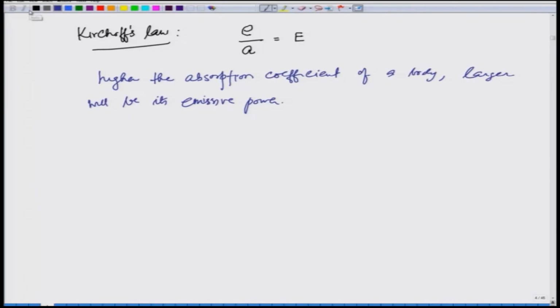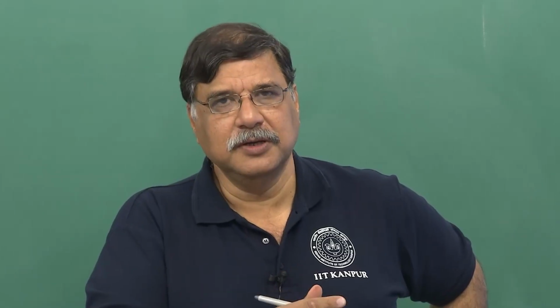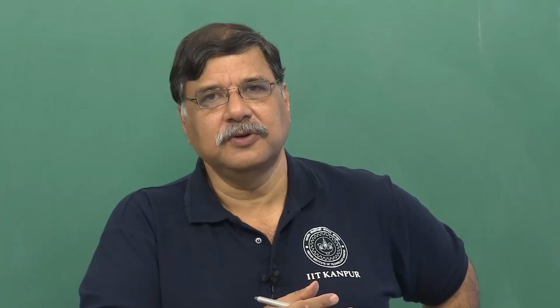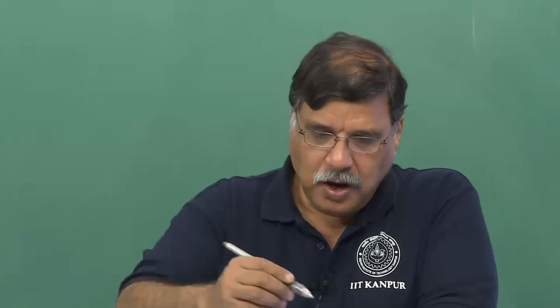Now, next question is, if there is no material that is a perfect absorber, how do we make a black body? By the way, just talking on the perfect absorbing material, there is research going on into this, because a perfect absorbing material would be very nice for solar panels, because it will absorb all the radiation coming onto it. So, back to how do we make a black body?